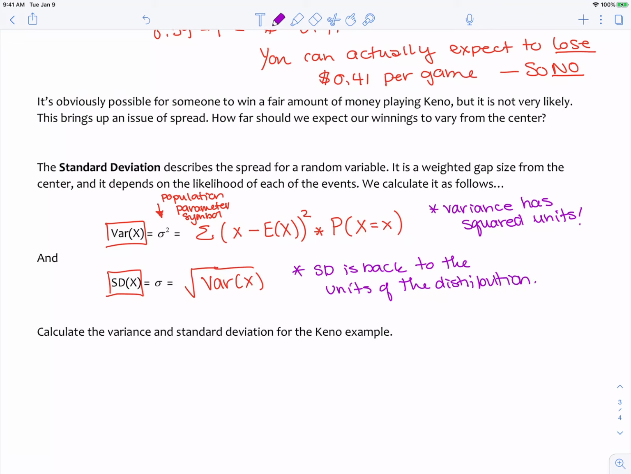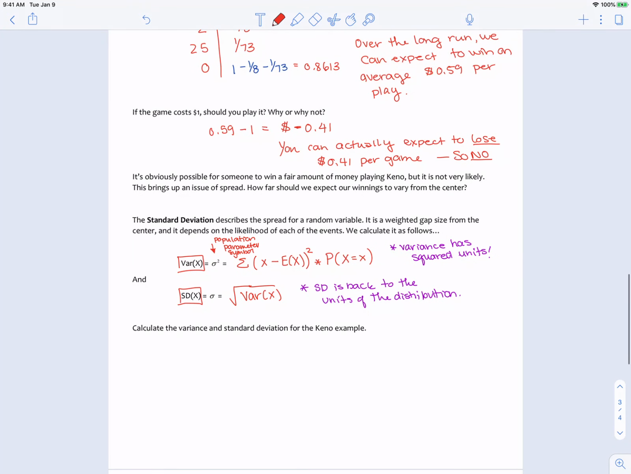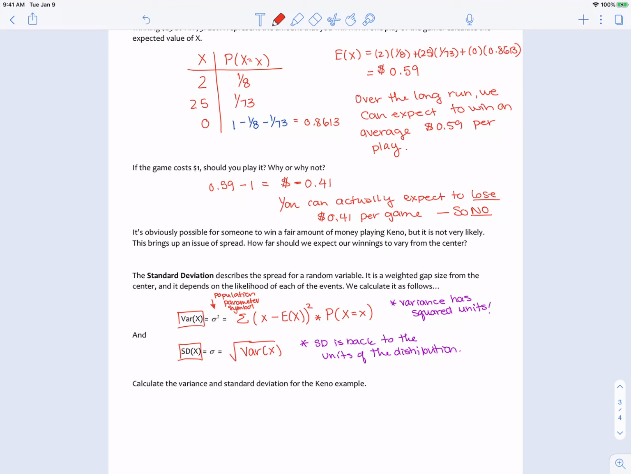All right, so we want to calculate the variance and standard deviation for the Keno example. If we can, I'm going to make this a little smaller so we can see the table. We're going to calculate the variance first. Always go through the variance for me. That way I can see, because calculation errors can happen, what your intention was with the variance and then the square root. Otherwise, if you just do it all in one and I don't see any of that process being laid out, then I'm not too sure what happened to get the numbers that you did.